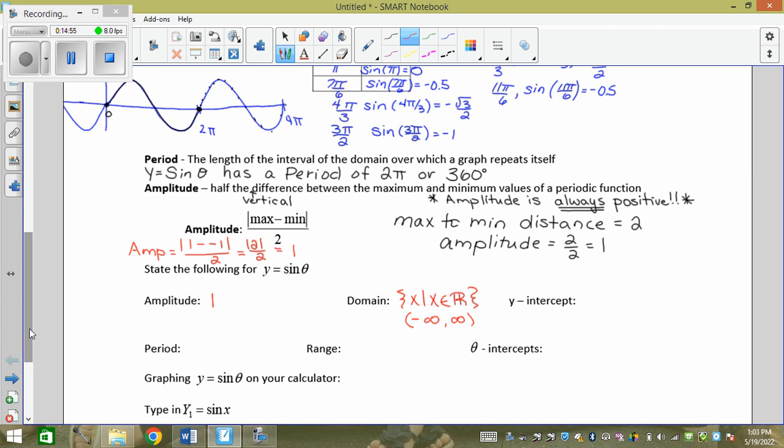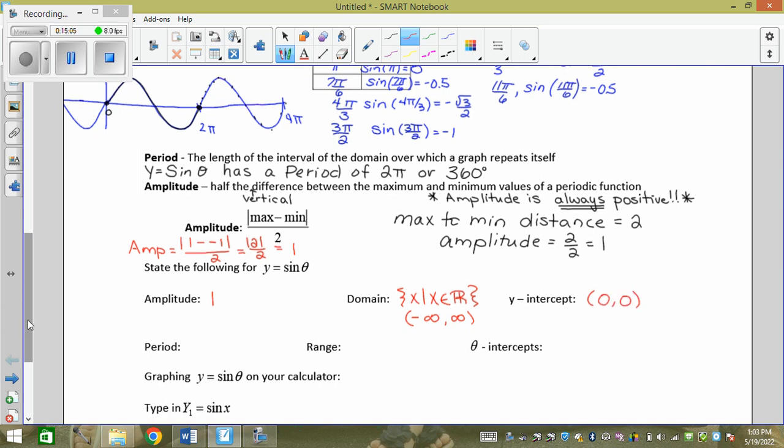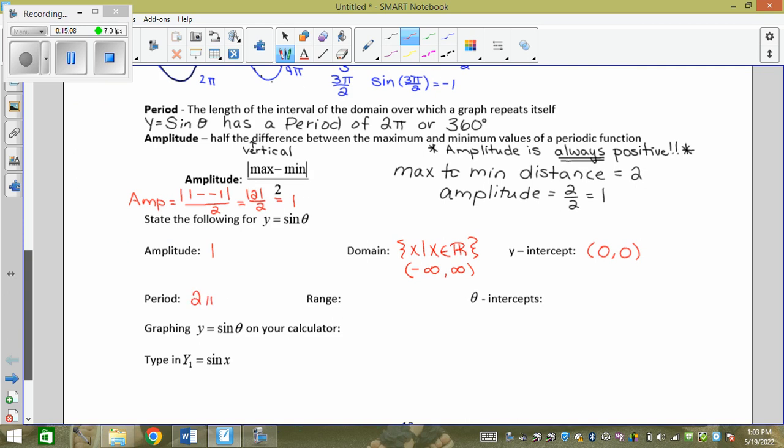What is my y-intercept on the sine graph? 0, 0. What is the period of the sine graph? 2 pi or 360 degrees if it's in degrees. What is my range? What's the highest the y goes? And what's the lowest the y goes? So we're going to have to do the set of y values such that -1 is less than or equal to y is less than or equal to 1, y an element of the reals.